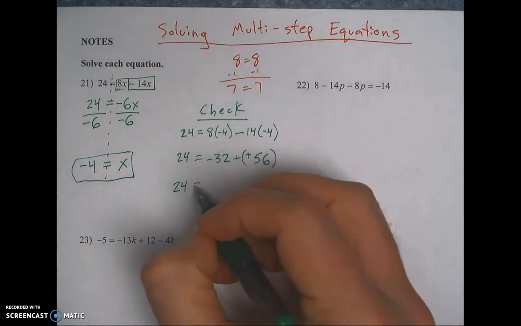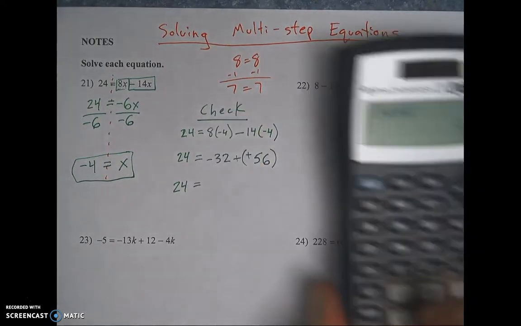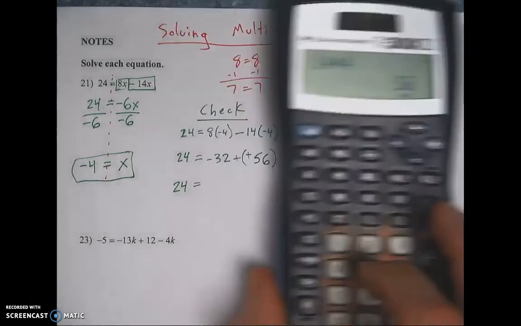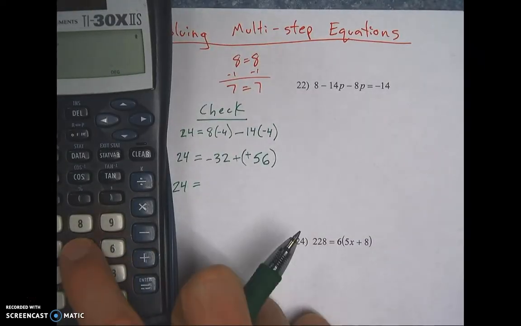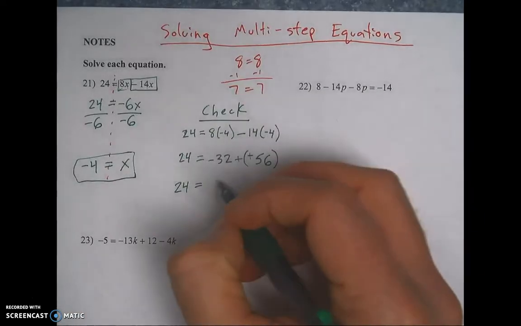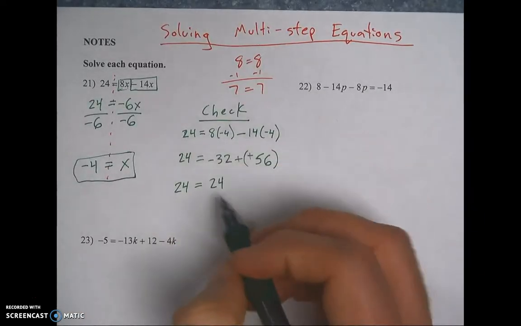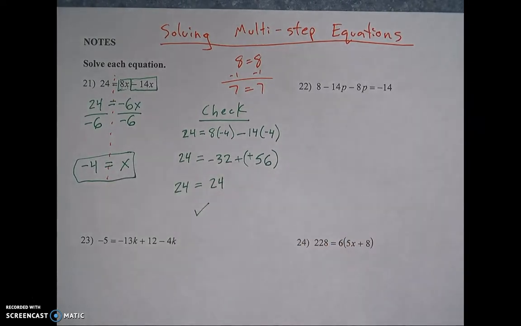I highly suggest that even if we can do this mentally, for the sake of the check, let the calculator check it. So we're going to put in the negative 32 plus 56. And we're going to ensure that that comes out to 24. We end up with 24 on both sides. Check works, which means I automatically know my answer is right. So this is again going to be one of those tests eventually, when we get there, that you can check every single answer and you know if you got it right or wrong.